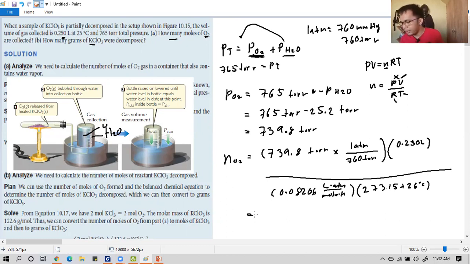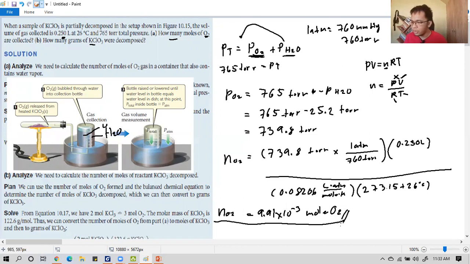So, ang sagot dito is 9.91 times 10 raised to negative 3 moles of oxygen. Ayan. So, letter A is checked. What about B? What about letter B? How do we calculate for that?